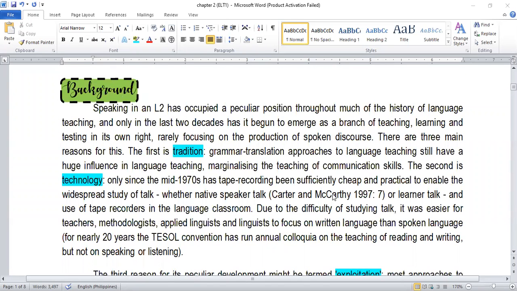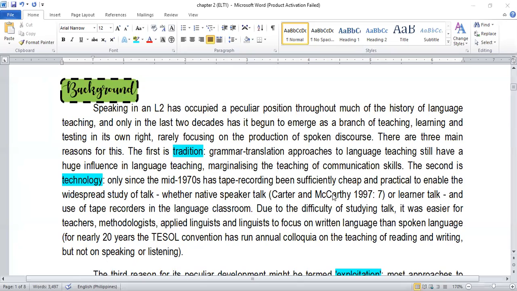So what is tradition? So the first is tradition. Grammar translation approaches to language teaching still have a huge influence in language teaching, marginalizing the teaching of communication skills. Now, if you have read our module 4, the strategies in teaching English, we have there grammar translation.